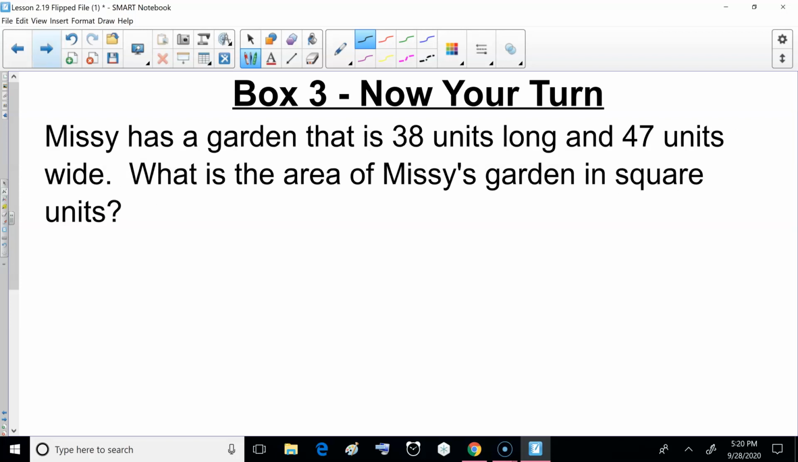And the next one for you to try. Missy has a garden that is 38 units long and 47 units wide. What is the area of Missy's garden in square units? So Missy has a garden that is 38 units long and 47 units wide. What is the area of Missy's garden in square units? So pause the video, give your best shot. You can do this.